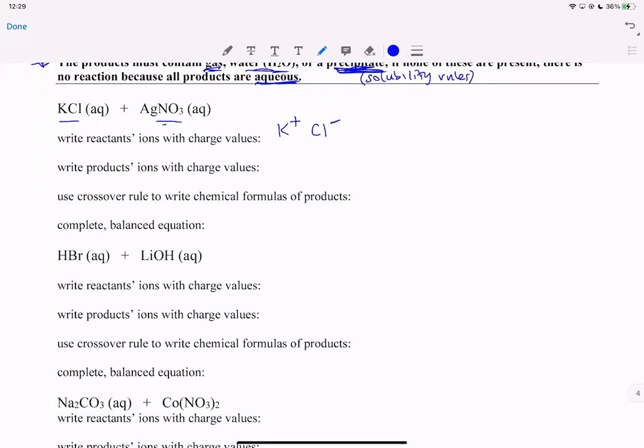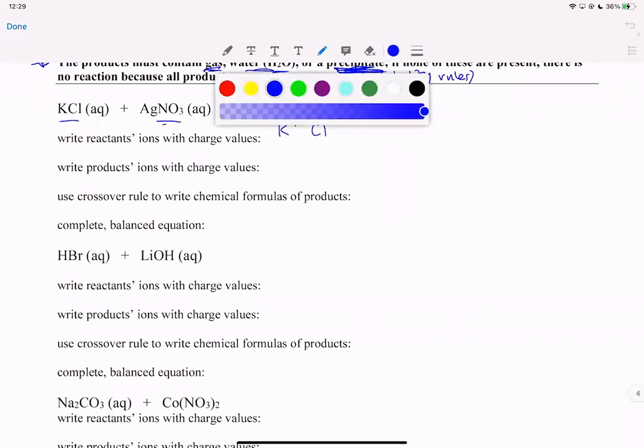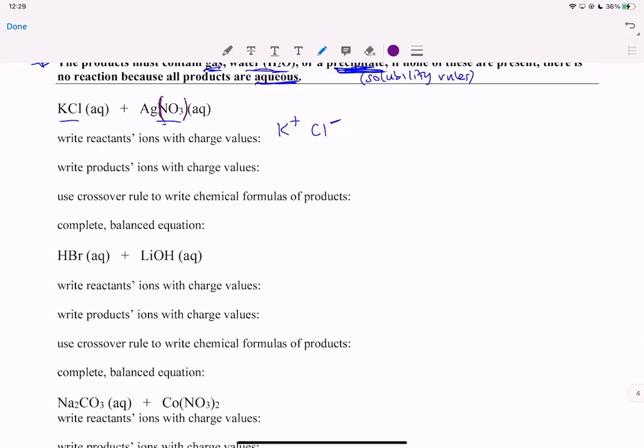The other one is AgNO3. Before splitting this apart, you recognize that NO3 is a polyatomic, so put that in parentheses. And then when you split this apart, it's Ag plus, and then in parentheses, NO3 minus. Okay, so you add a plus and a minus.